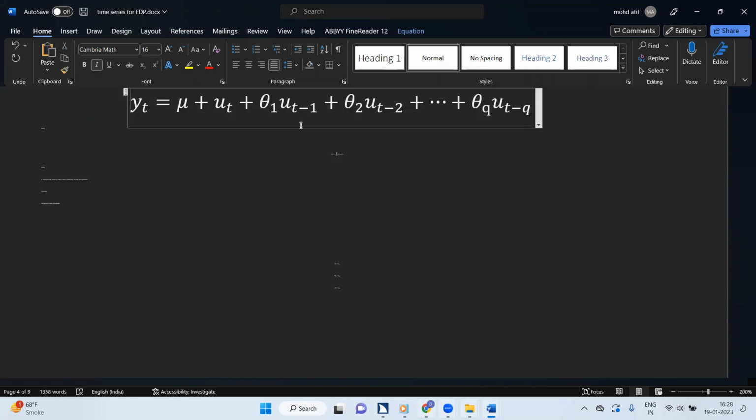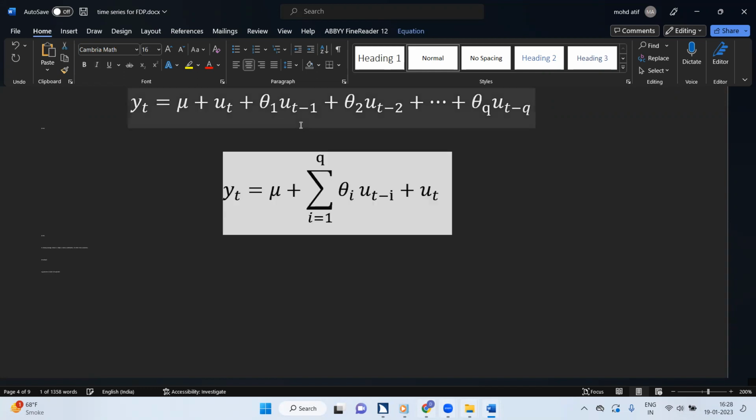Now a question arises, how do we know that only previous 2 errors are important, or 3 are important, or 5 are important? So we need to understand what is the order of this process. In the present case, there are q values. So its order is q.